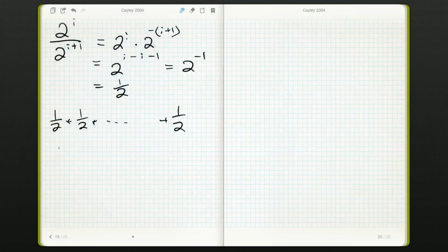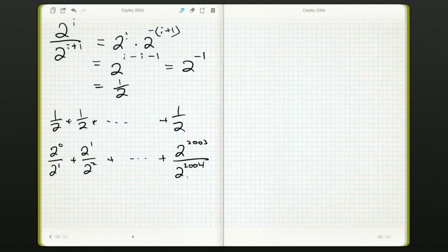All right, so what do we got? Well, just to use exponent notation, we've got 1 over 2, and then 2 to the 1 over 2 to the 2. And we're going to keep going, and we can count these quite quickly by counting the exponent in the denominator. 1, 2, the third one, 4, 5, all the way up to 2004. There are 2004 of these fractions.